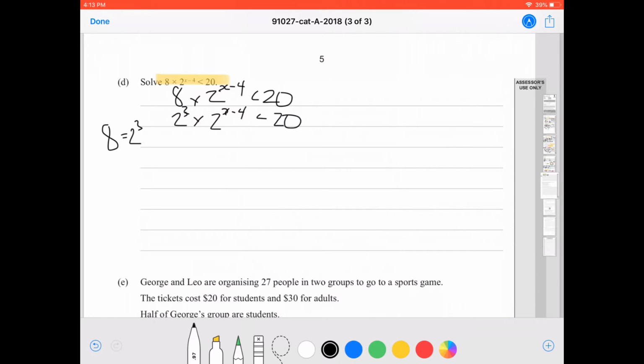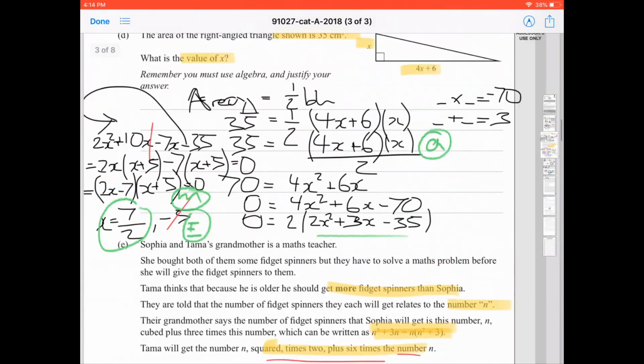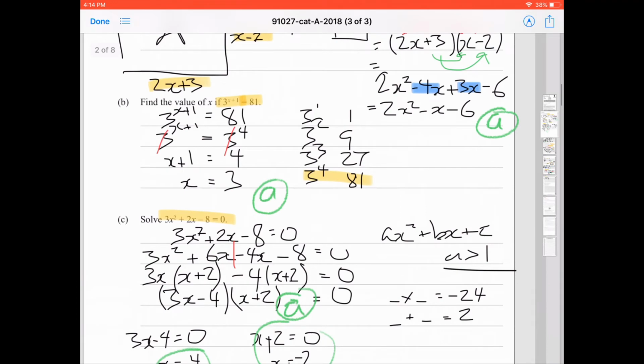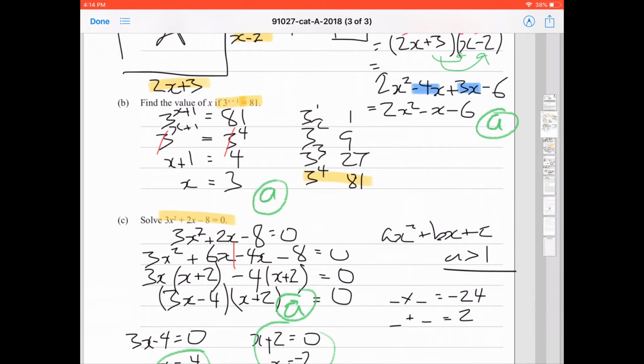Now looking at this left-hand side, our bases are the same. We're multiplying, which means we add the indices. So combining this, we've got 2, and then 3 plus x minus 4 is going to leave us with x minus 1. And that's less than 20. And now the question becomes familiar to this question 1b, right, this one.